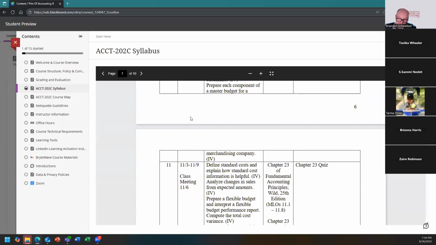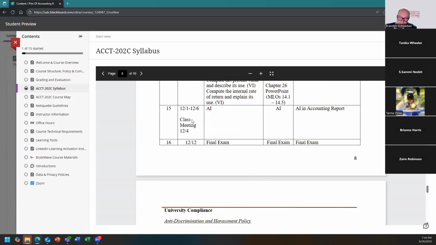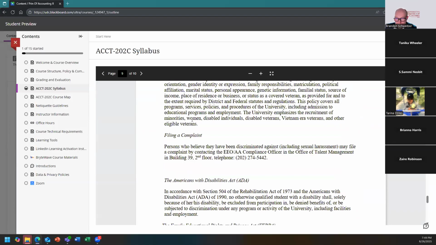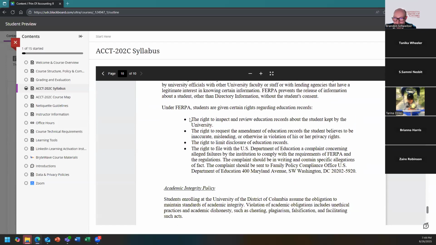And that's the syllabus. The stuff at the end is just all the legal stuff. It has to be in there.